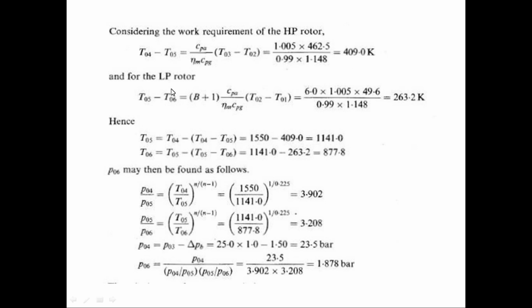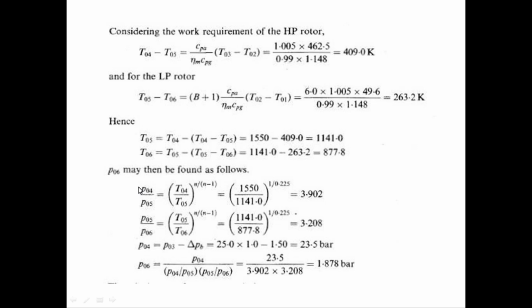And for the LP loader and for the low pressure turbine, T05 minus T06 is equal to bypass ratio plus 1 times CPA divided by the mechanical efficiency times CPG into T02 minus T01. Okay, so you can find out the value of the temperature drop from 5 to 6, which is 263.2 Kelvin. And hence finally you can find out the value of T05 and T06. T05 will come out to be 1141 and T06 will come out to be 877.8.